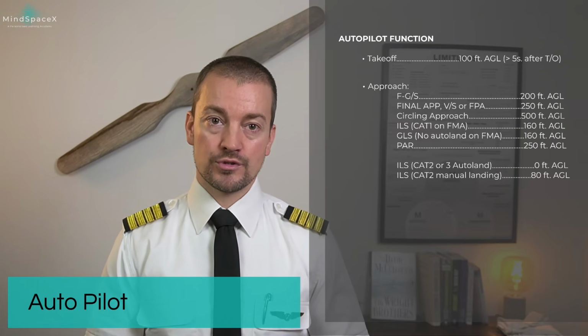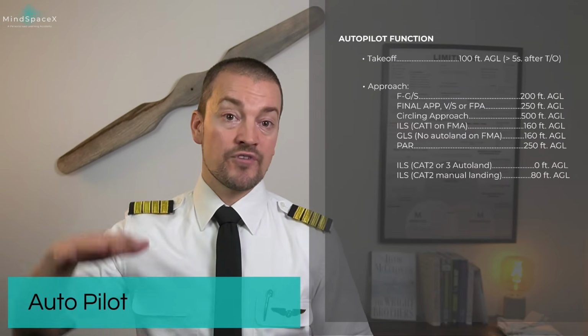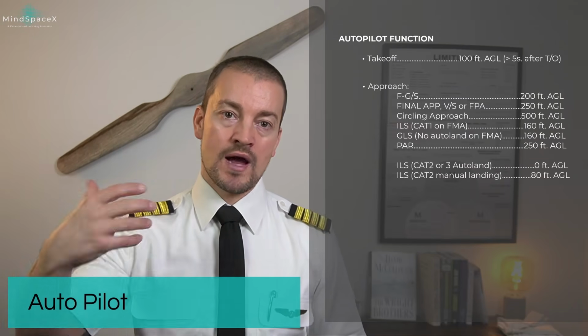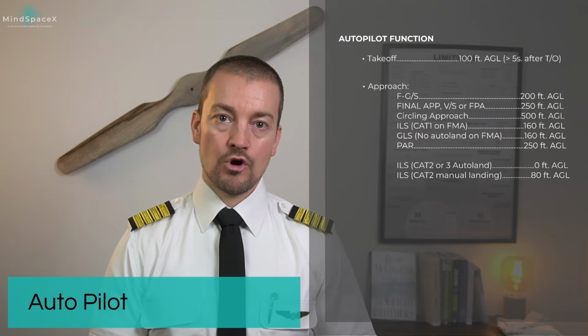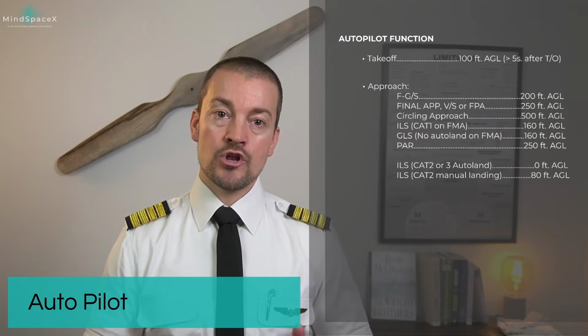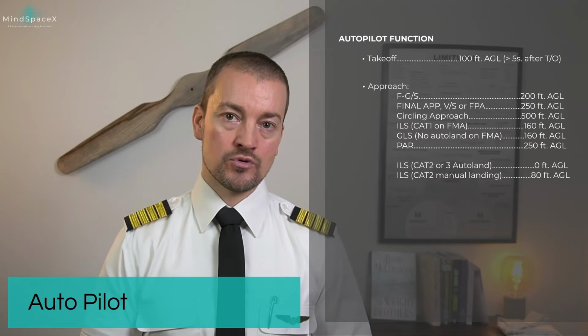During approach, the minimum use of the autopilot, hence how far can you go down on an approach before you have to disconnect the autopilot, depends on the approach you're flying. For a non-precision approach, FMS glide slope approaches, it is 200 feet AGL.